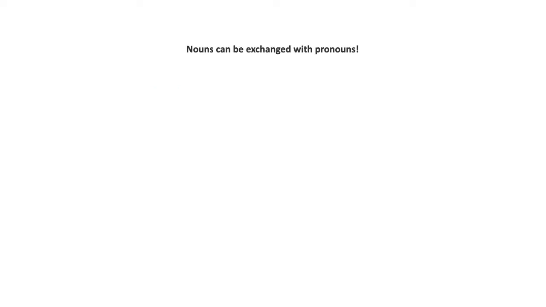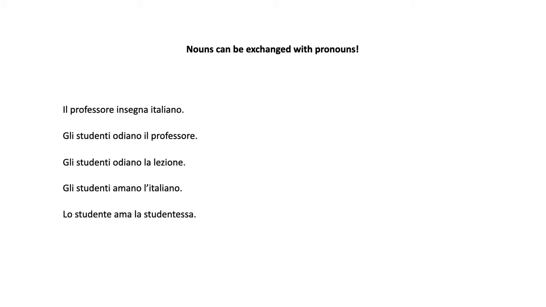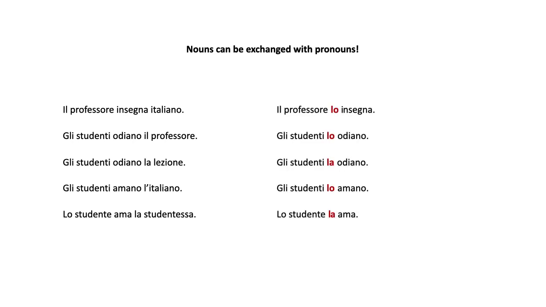And again, I will remind you that nouns can be exchanged with pronouns. We did this in English last time. Now let's look at the Italian. These are the sentences I gave you. These are the same sentences with the direct object replaced by a pronoun. Let's look at the first example. Il professore insegna italiano. We said that italiano is a direct object here because that's the thing being taught, right? The way I replace it is I use a little word that is called the direct object pronoun. Il professore lo insegna.